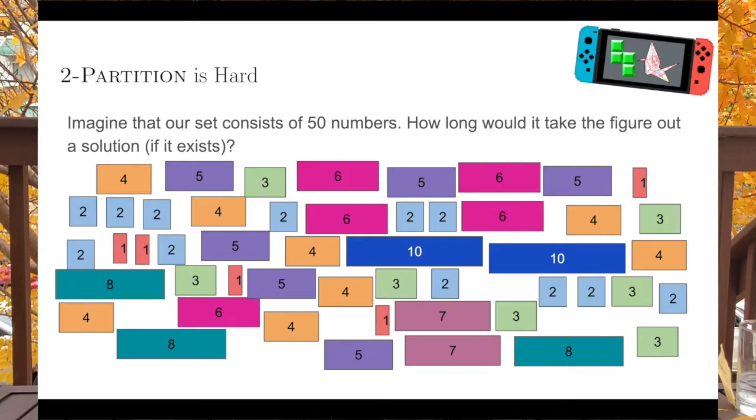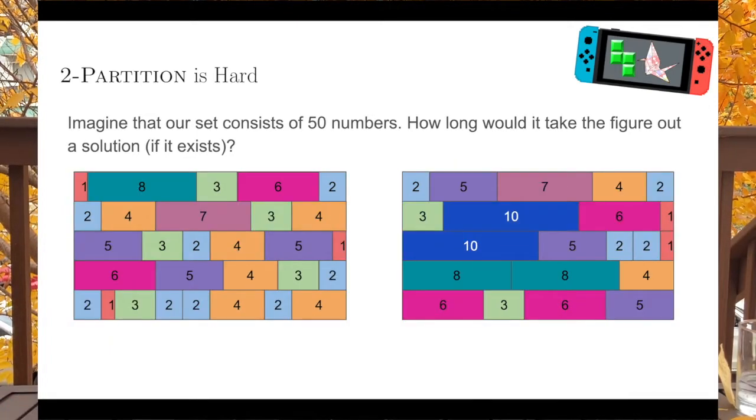Now, it turns out that it's actually possible to split the numbers up into two groups with the same sum. And I've done that in this slide. You can see that the areas of the rectangles are the same. However, how long do you think it would take for you to figure this out if you didn't know the solution? Probably a really, really long time, because you'd have to try out lots of different combinations.